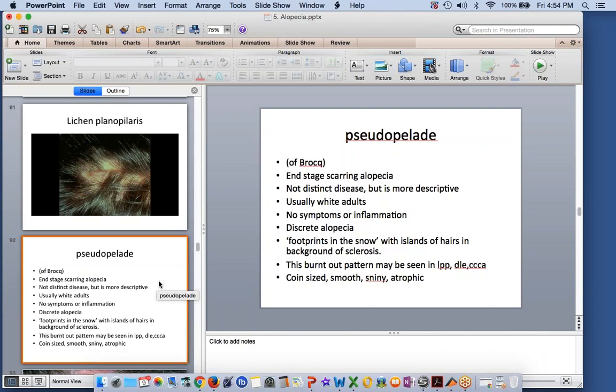So pseudopelade, also known as pseudopelade of Brocq, is really a condition whereby it's an end stage of scarring alopecia. There's really no symptoms or inflammation. It's a burnt out condition, and it's hard to tell what it was caused by. It could have been caused by lichen planopilaris, DLE, central centrifugal scarring alopecia, and it's basically an atrophic scarred up condition.